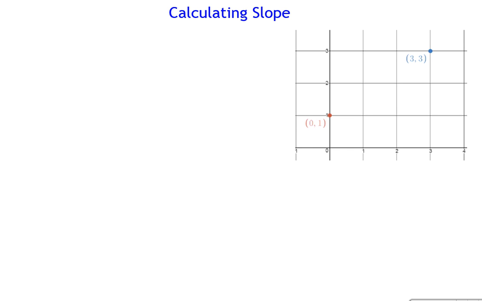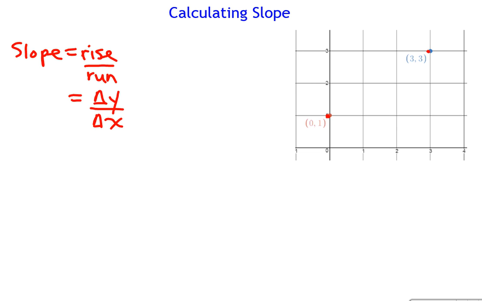In this video, we look at calculating the slope between 2 points. We have 2 points here, the point at (0, 1), and we also have a point here at (3, 3). Just to remember that the slope is equal to the rise over the run. We also said it was the change in y over the change in x.